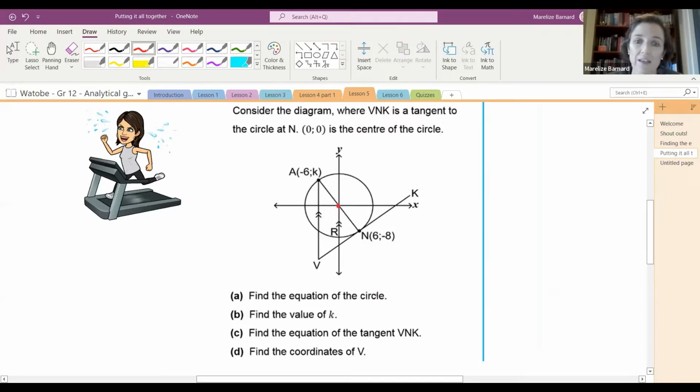We have to find the equation of the circle, the value of k, the equation of the tangent, and the coordinates of V. Okay. I'm going to give you, let's make it 5 minutes, just for you to have a look at the question, start thinking about it, probably do some of the question, and then we'll check back in at about 20 past how this is going.